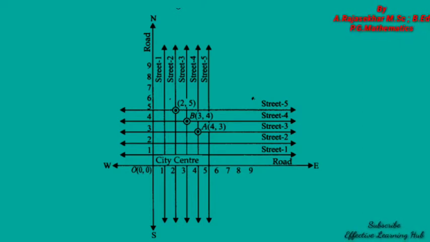B point (3, 4). X axis 3, y axis 4. So (3, 4). Next (2, 5). Draw a diagram. X dash and y dash, east west and north south.